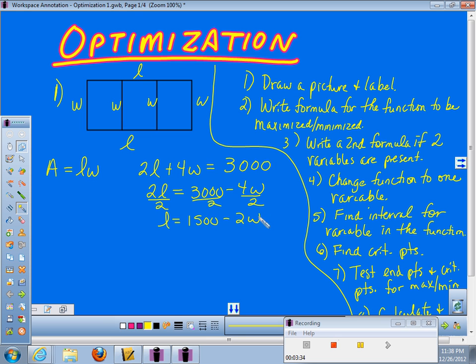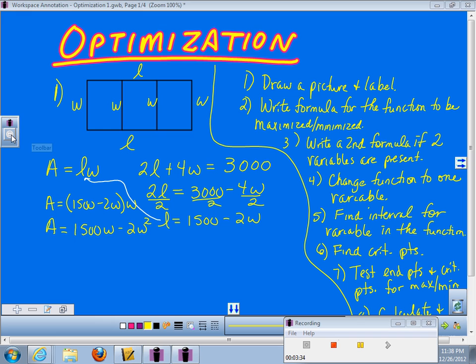You then take that L and come over here and replace the L in your function with it. So I'm going to have 1,500 minus 2W times W. And of course I want to distribute that because I really don't want to do a product rule. And so I'm going to get 1,500W minus 2W squared. Now that you have this in a nice simplified form, this is what we will think of as our original function, the function we started with. That's what we're trying to maximize or minimize.